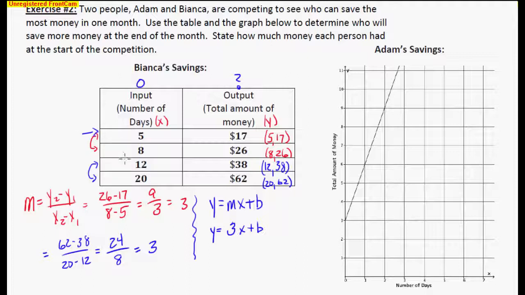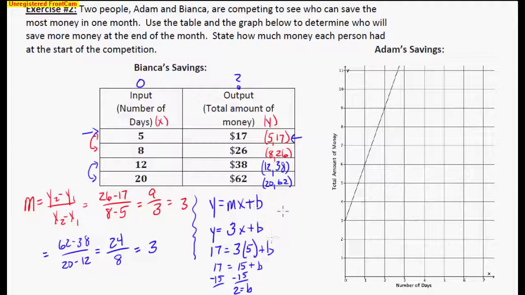So let's take this point right here. Since these are the smallest numbers, why not use the smallest numbers, right? So let's take 17, plug it in for y. Let's take a 5, plug it in for x. See, I'm getting that right here. Okay. Now I should be able to solve this for b, and it's pretty easy. All right, that's 15. And I'm going to take away 15 on both sides. And so b equals 2.